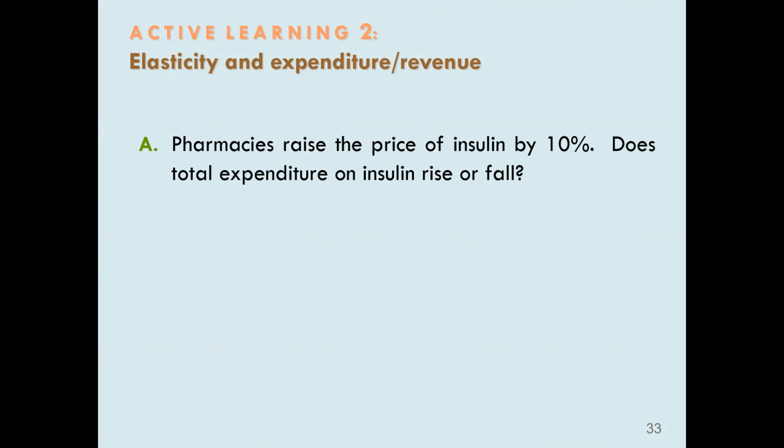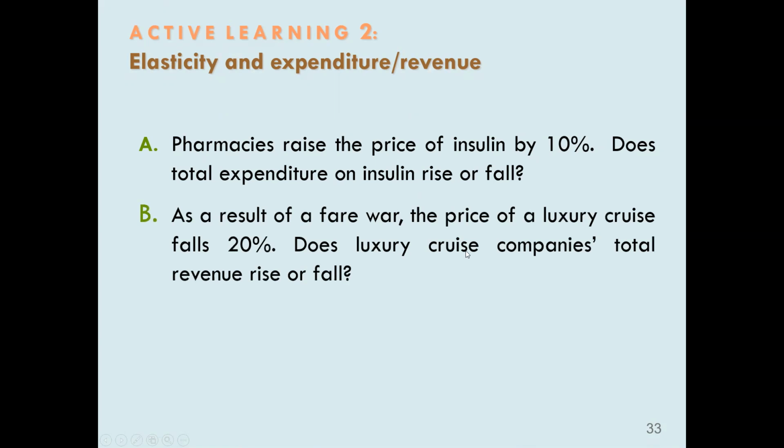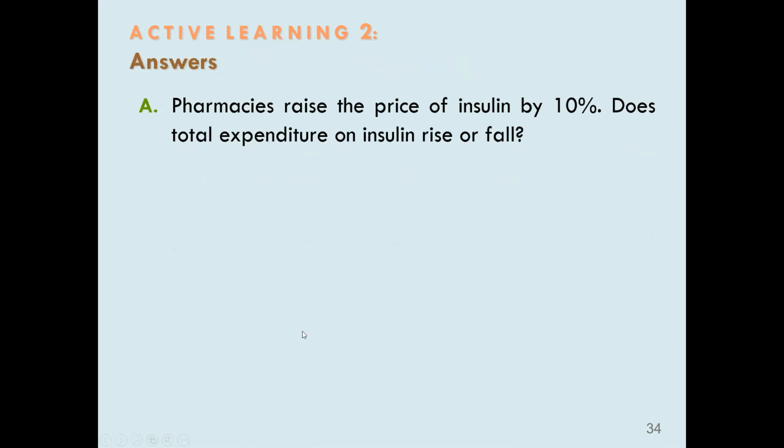Now let's look at this active learning case. And we'll be looking at how elasticity affects expenditure and revenue. So in this case, A, pharmacies raise the price of insulin by 10%. And you are expected to tell us whether the total expenditure on insulin will rise or fall. B, as a result of a fare war, the price of a luxury cruise falls by 20%. Does the luxury cruise company's total revenue rise or fall? Now, these are the answers.